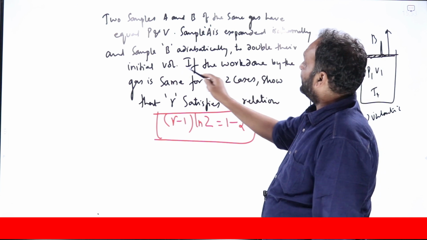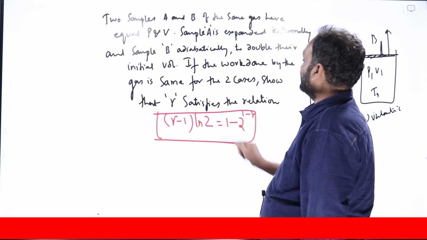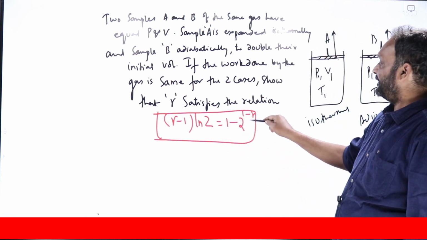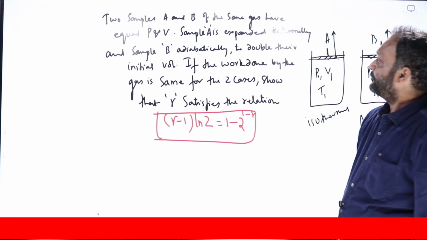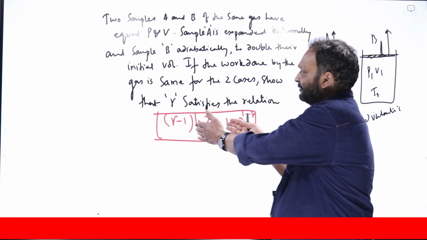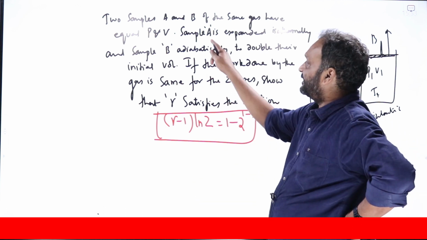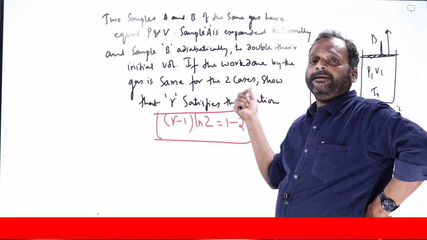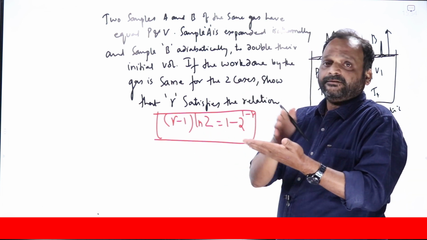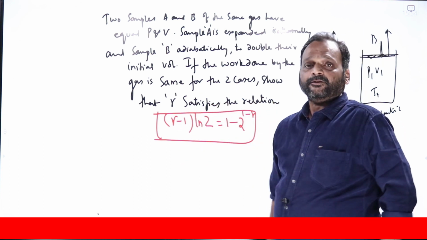To double their initial volume, if the work done by the gas is the same in both cases, show that gamma satisfies the relation gamma minus 1 log 2 is equal to 1 minus 2 to the power 1 minus gamma. Now look, we want to show some relation. What is the hint he has given? Work done in both processes is the same. One process is an isothermal expansion, the second is an adiabatic expansion. So we know the formulas for work done in isothermal and adiabatic expansions, and those works should be equated. We'll get the relation automatically.